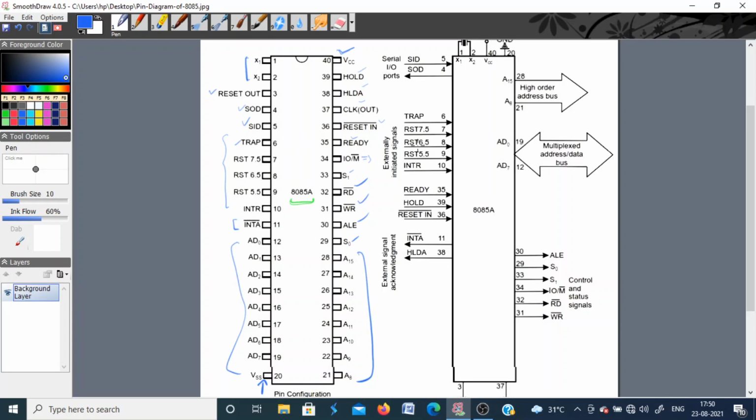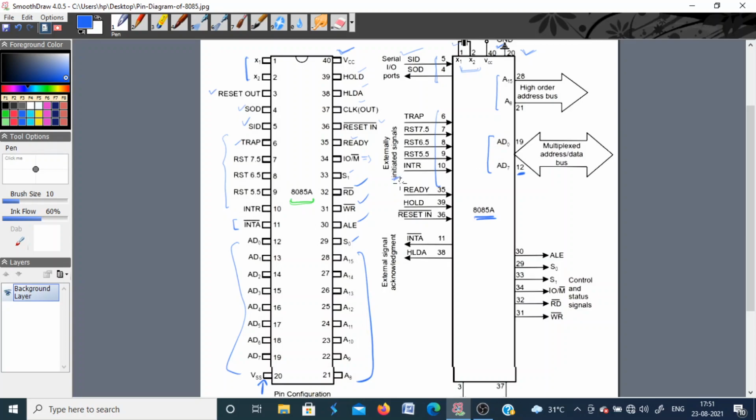This is again the same diagram, but it is represented in a different fashion in which the pins are basically grouped together. Pin number 12 to 19, this is the multiplexed address and data bus. Pin number 21 to 28, this is the higher order address bus. Pins 20 and 40 are both related to the power supply, so they are represented at one point. X1 and X2, pin number 1 and 2, the oscillator is connected here. Pin number 4 and 5 are for serial communication. Pin number 6 to 10, all these are externally initiated signals, which are basically the interrupts.